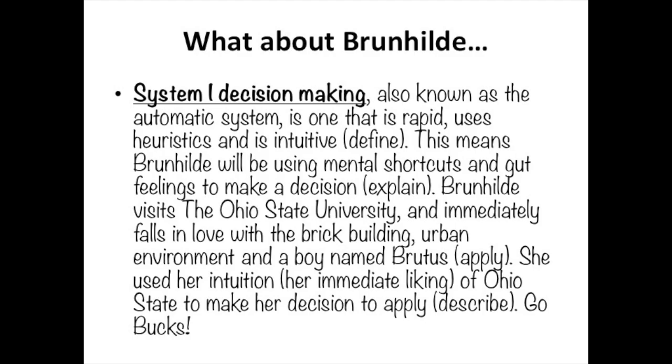Let's check out a sample essay. So we have System 1 decision making, also known as the autonomic system, is one that is rapid, uses heuristics, and is intuitive. So we have defined what System 1 decision making is. So that's the first part of our define, explain, apply, describe. And I bolded and underlined it, indicating that maybe you would want to circle, highlight, underline this in your answer on the actual test.